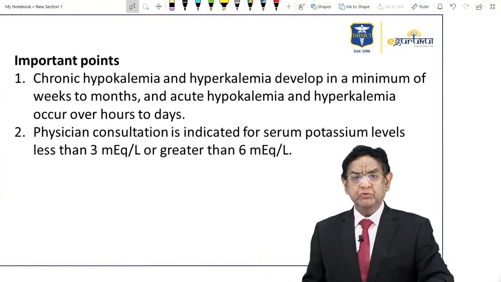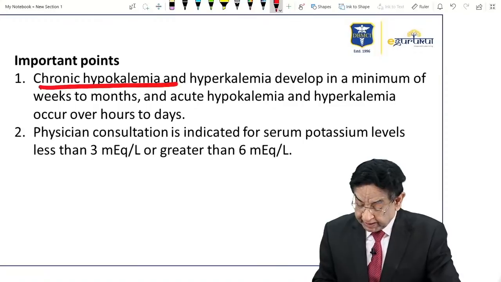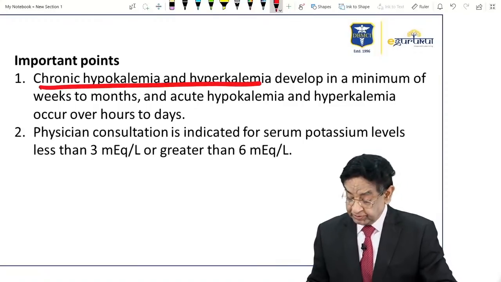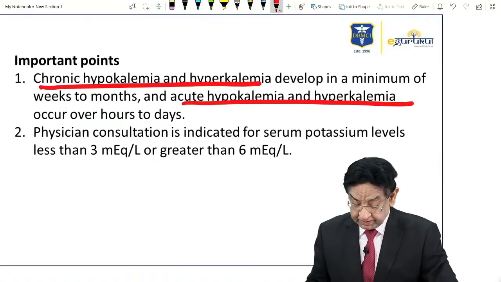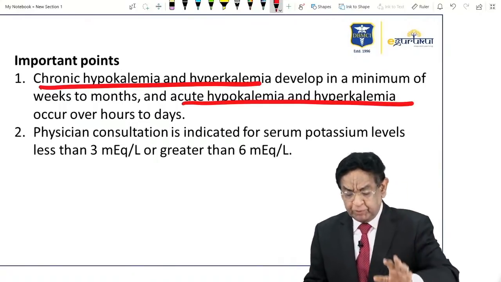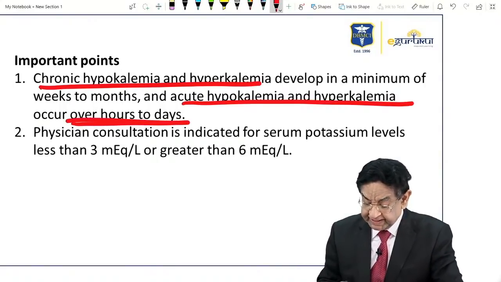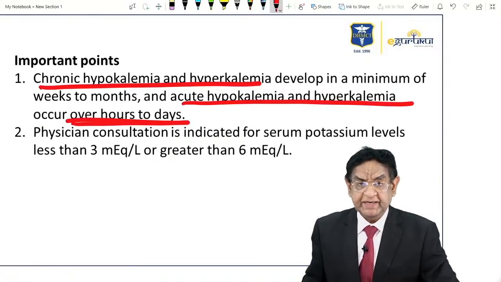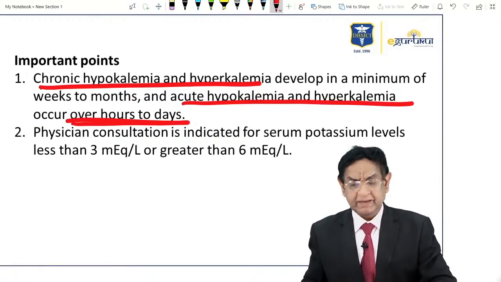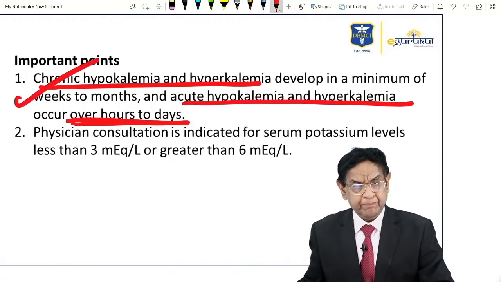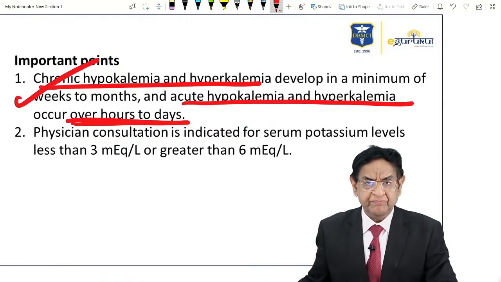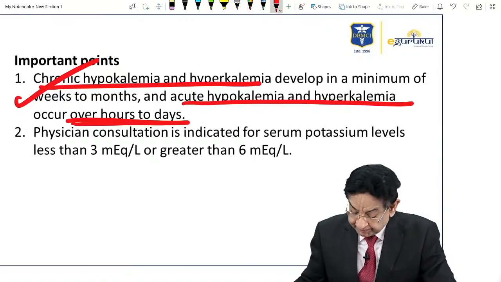I'll be using two terms: one is chronic hypo or hyperkalemia, and the other is acute hypo or hyperkalemia. When we say acute, they occur in hours or days. But if I say chronic hypo or hyperkalemia, that is there for weeks to months. They are important to understand. They have a lot of meaning. I'll be discussing that a little later on.